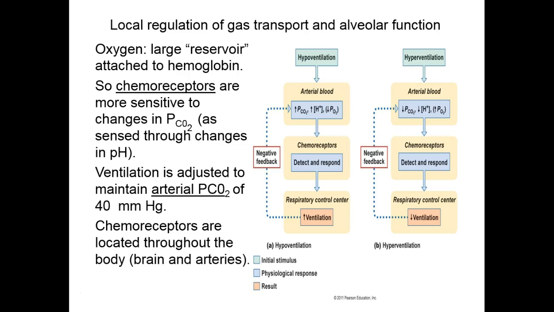This is sensed through pH. Carbon dioxide can lower the pH or raise the pH, whichever the scenario might be. And then ventilation will be adjusted, because you breathe out carbon dioxide, to maintain arterial CO2 levels at about 40 millimeters of mercury.